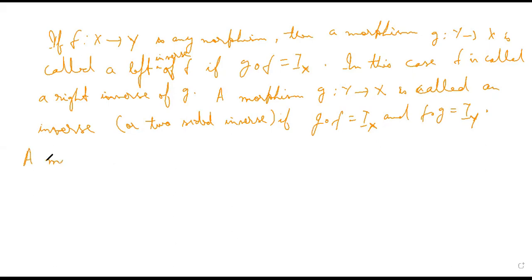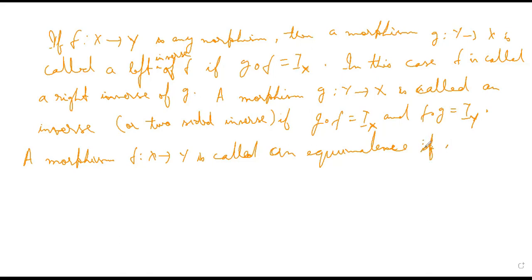A morphism f from x to y is called an equivalence if it has a two-sided inverse.